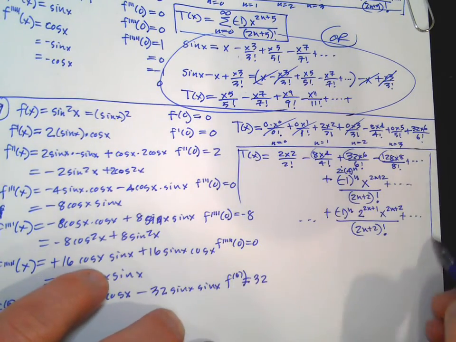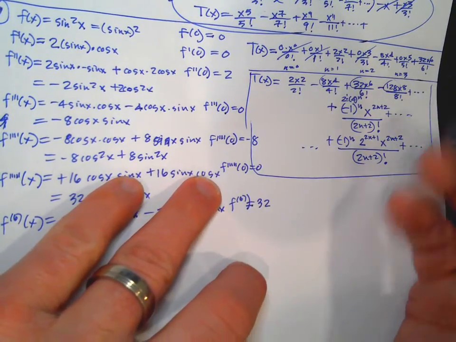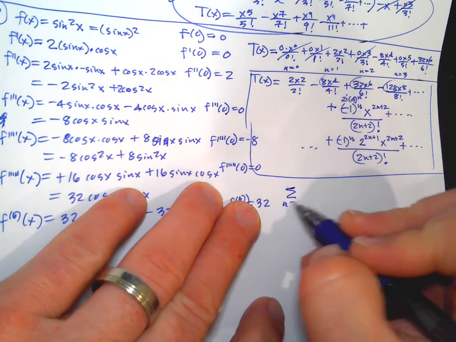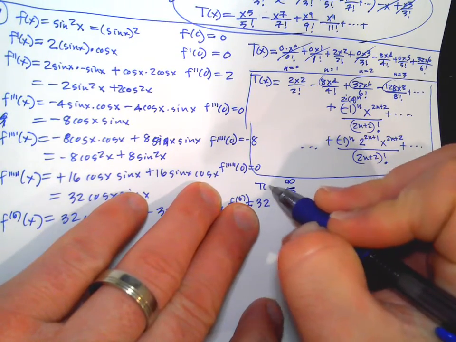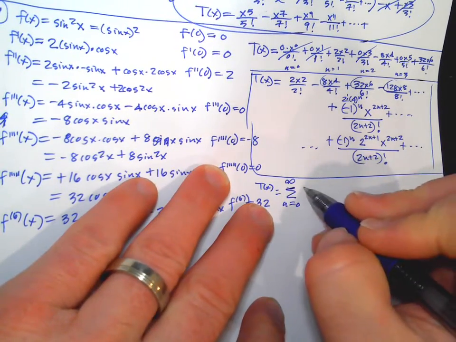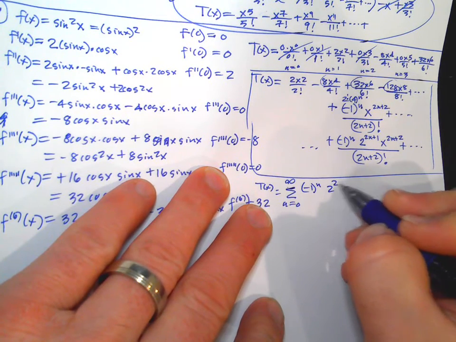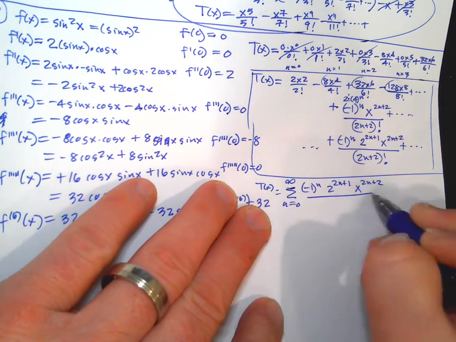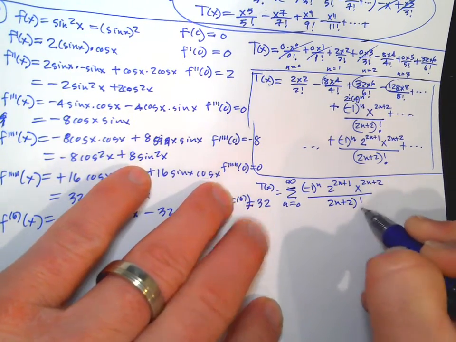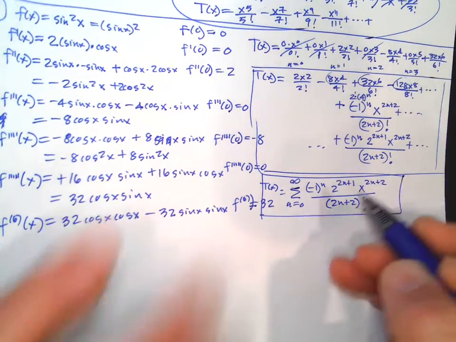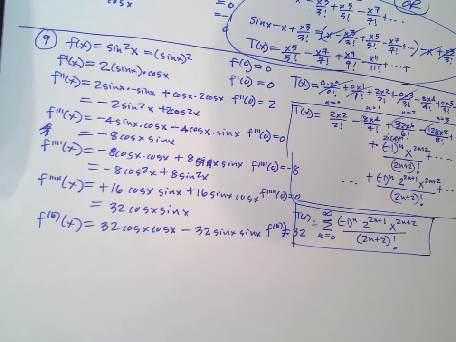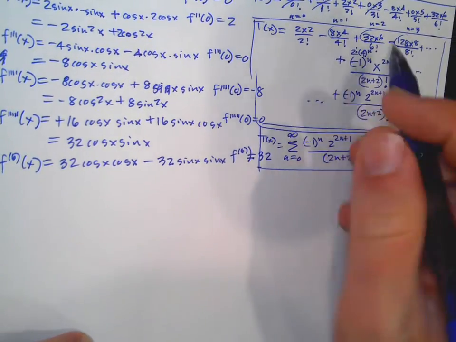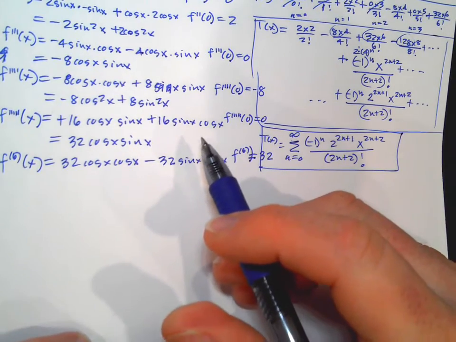So, oh my gosh. I mean, that looks like the closed form would just be this, right? Negative 1 to the n, 2 to the 2n plus 1, x to the 2n plus 2, all over 2n plus 2 factorial. So that was challenging. I mean, that's a harder one. Still, finding this pattern was a little hard at the end, but we're just taking lots of derivatives. Just had to be really careful.